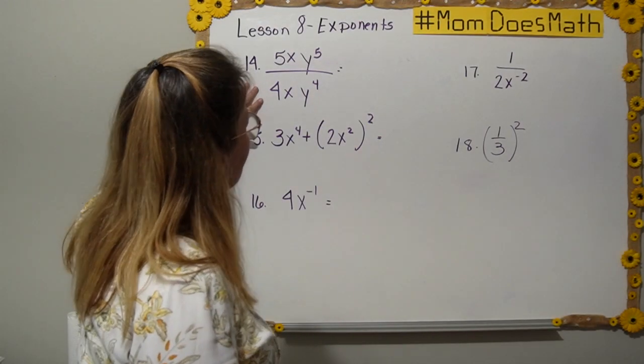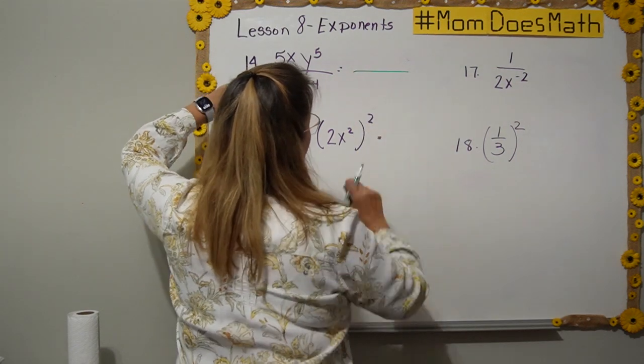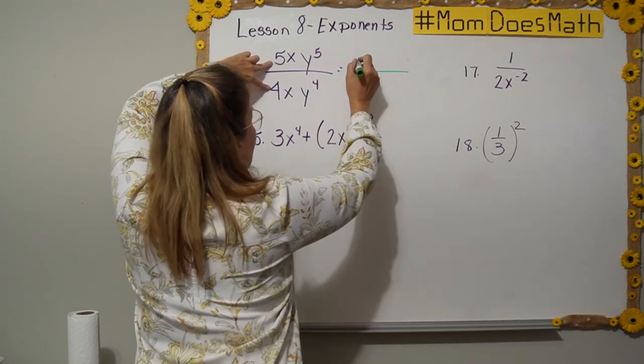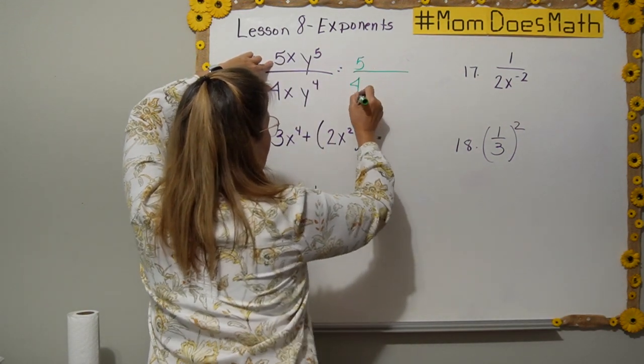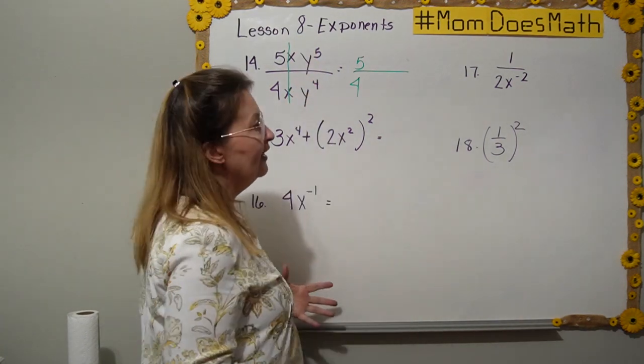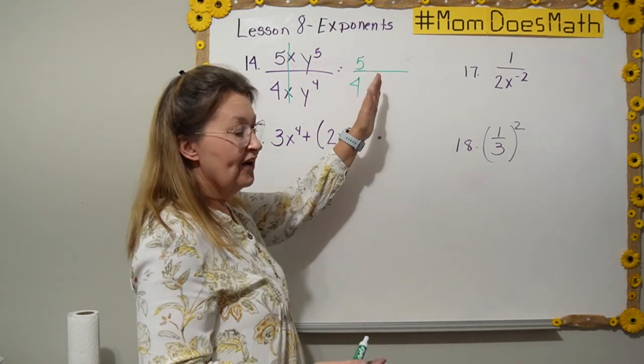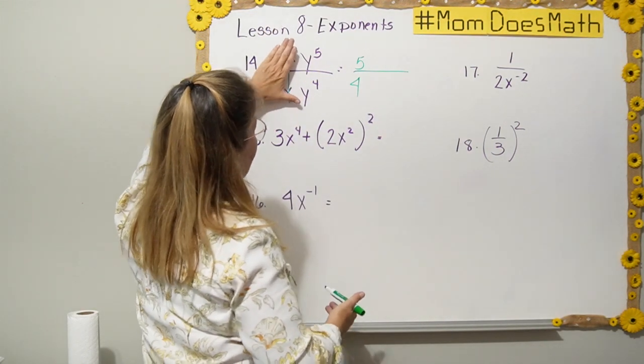Okay, so for number 14, let's see what all we can do here. I'm going to go ahead and draw a fraction bar, because 5 over 4 is not going to reduce down. Now, x over x, they divide out, they're equal to 1, and 5/4 times 1 is 5/4, so I don't need to worry about it.